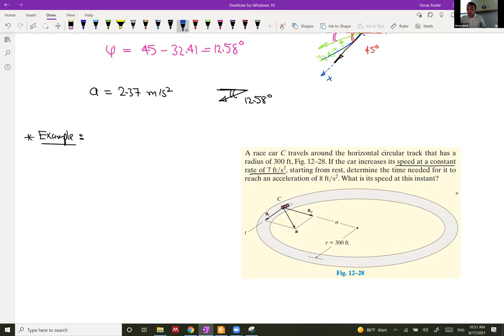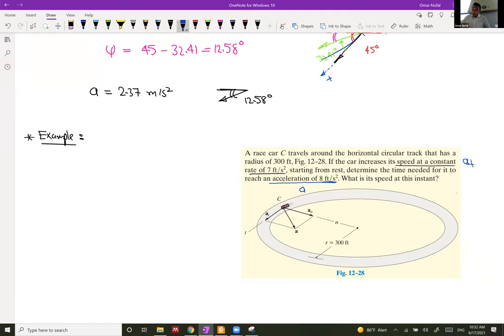And starting from rest, we know that V naught and t naught and s, all of these are equal to zero. Determine the time needed for it to reach an acceleration of 8 foot per second squared. So here it's a general definition of the acceleration. It says reach an acceleration of 8 foot per second squared. It doesn't say that the speed is increasing by 8 foot per second. So this means that this is the total acceleration, but this other one is the tangent acceleration. So this is how the language looks like. Speed increasing at constant rate, 7 foot per second squared, this is a tangent. And it requires to determine the time needed for it to reach an acceleration of 8 foot per second squared, and what is the speed at this instant.